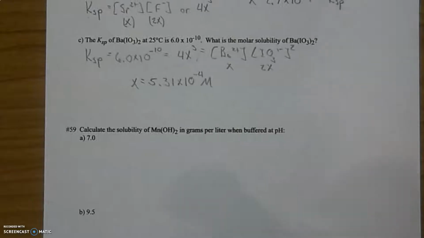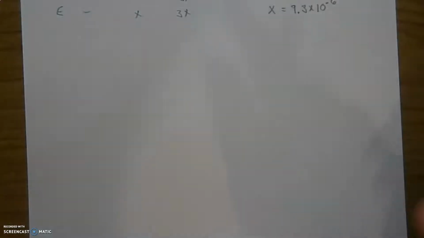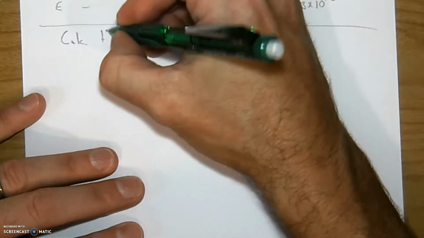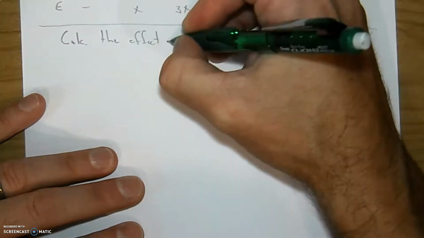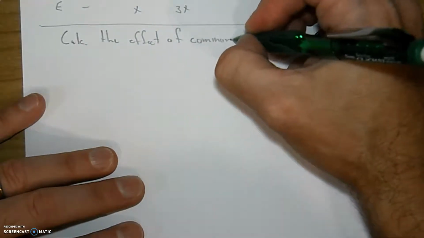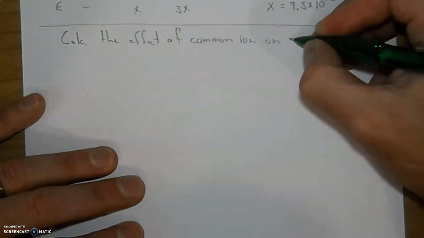All right, let's bounce over to just a little bit more notes, and then we'll keep on pushing into these last couple of homework problems. All right, so we're going to add another wrinkle to this. Calculate the effect of a common ion on solubility.